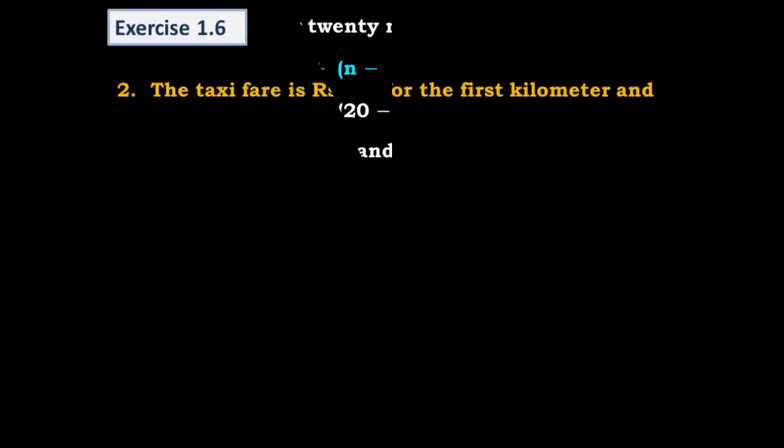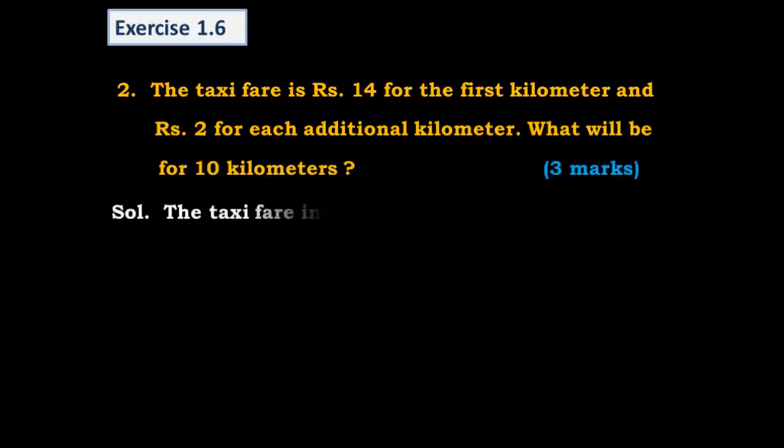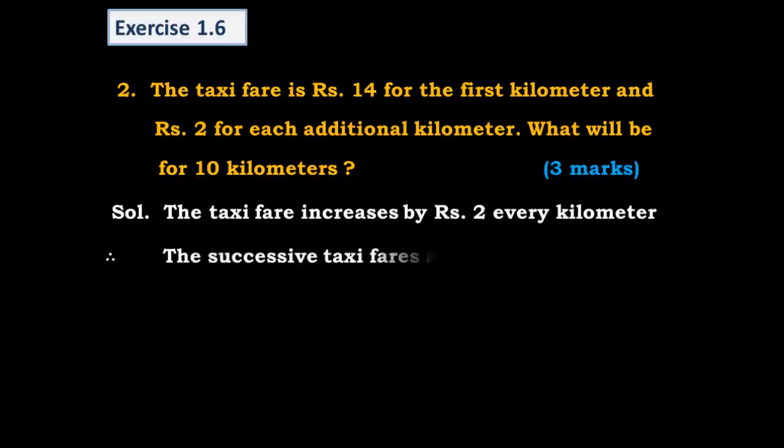Taxi fare is rupees 14 for the first kilometer and rupees 2 for each additional kilometer. What will be the fare for 10 kilometers? See, the taxi fare increases by rupees 2 every kilometer. That means the successive taxi fare is an AP.